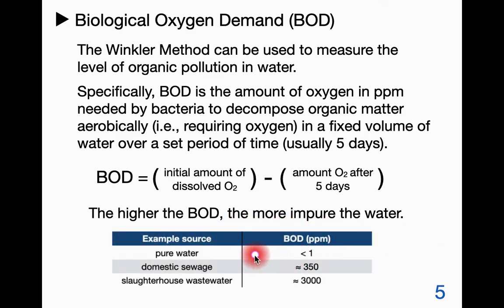And just here's a few examples. Pure water, we'd want it to be less than 1. Domestic sewage, around 350 parts per million. Slaughterhouse wastewater, my favorite, about 3,000 parts per million. So really disgusting stuff.